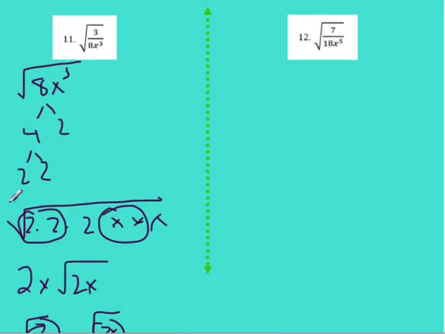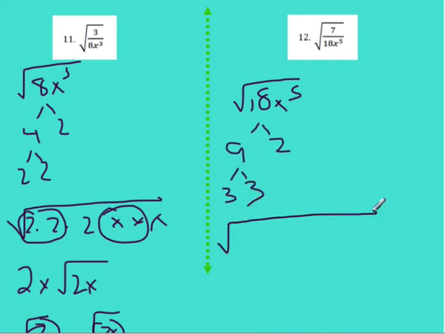All right, so let's take a look now at number 12. For number 12, we need to first simplify that 18x to the 5th. So 18 I can break down into 9 and 2, and then I can break that down to 3 and 3. So underneath the radical for 18x to the 5th, I end up getting 2 times 3 times 3, and then 1, 2, 3, 4, 5 x's. So I have one pair of 3's and 1, 2 pairs of x's.